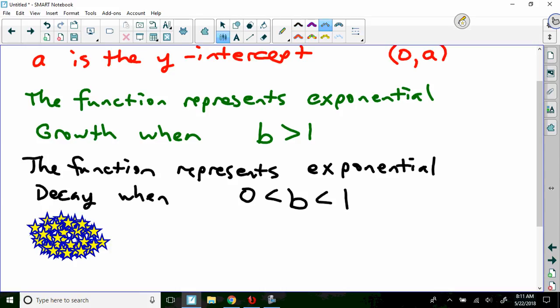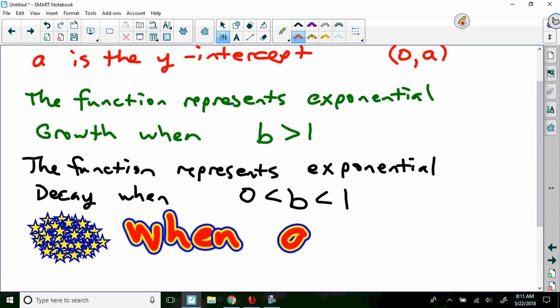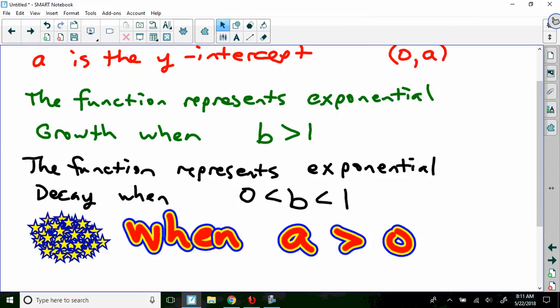Okay. So this is only true when a is positive. This is only true for positive a values. Now, when we start talking about modeling these things, this will make a little bit more sense, if it doesn't make any sense yet. So the whole thing about b being greater than 1 is growth, and b being between 0 and 1 represents exponential decay. That's the case whenever our a value is positive.